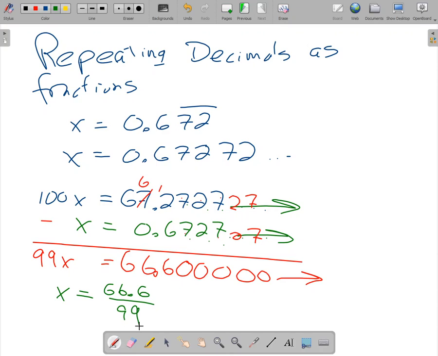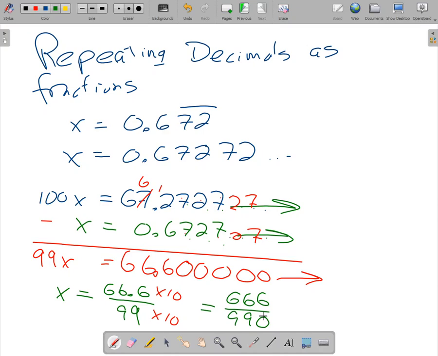Now, I'm close to having a real fraction here. What's the problem with this, though? Is that how we usually write fractions? No, there's a decimal on the top. I got to get rid of that. Okay, how do I get rid of the decimal on the top? Multiply by 10. So I got to do that top and bottom. So this didn't come up yesterday, but it's something we know how to do. So now I get 666 divided by 990.